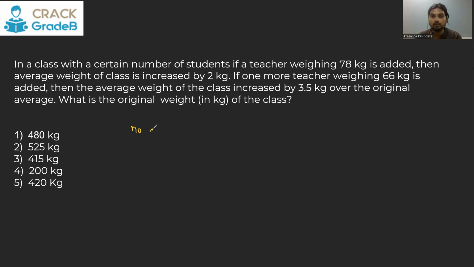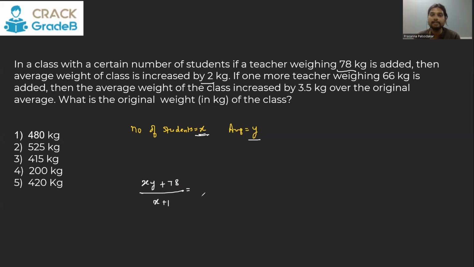So let's say the number of students is X and their average initially was Y. So what is happening here is their original sum will be number of students into average, that is X into Y. Into that original sum, now one teacher is added. So student sum plus teacher sum divided by the new number of people. Now what is the new number of people? Earlier there were X students, one teacher is added. So X plus 1 is the new number of people. So the new total divided by the new number of people should give us the new average.